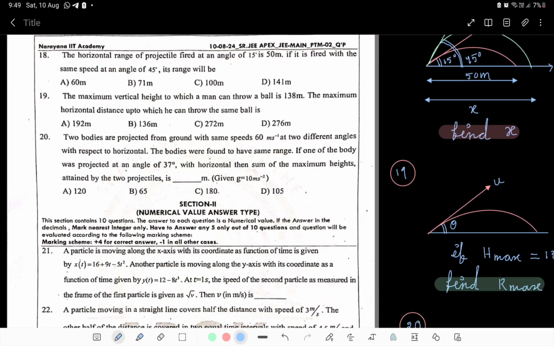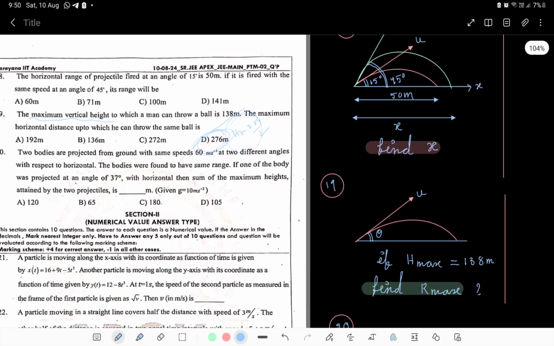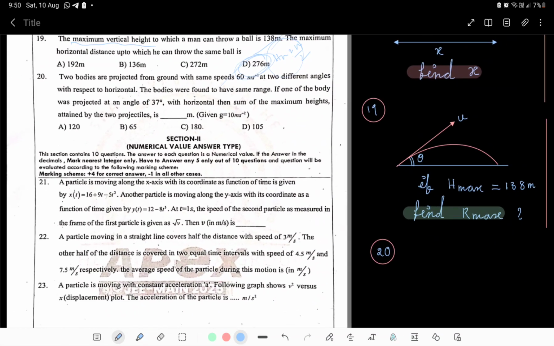So I'm not solving these 18, 19, 20 because those are directly formula based. You know this maximum vertical height formula, there is a relation between them. You can directly write h max is equal to r max by 2, so you will directly get this, right? The maximum vertical height, you can write 138 into 2, that's nothing but 276. This will be the answer. These 18, 19, 20 are direct formula based, there is no suspense in them, so that's it.